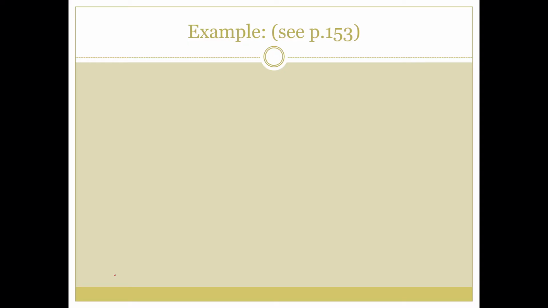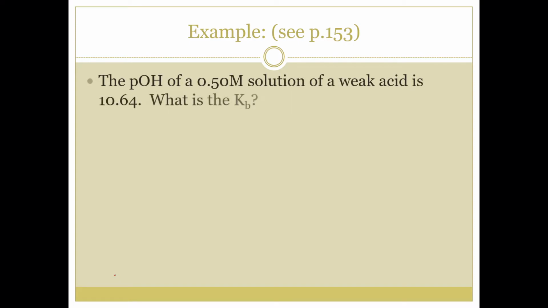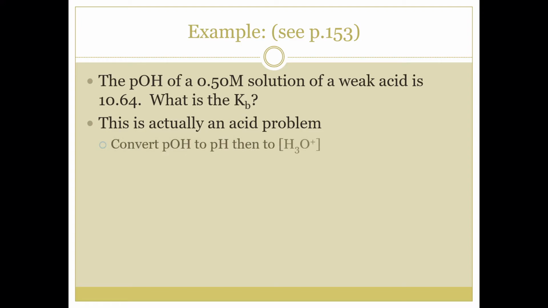So the next example is on page 153, and it reads as follows. We're given the pOH of a half molar solution of a weak acid, and we're asked to find the Kb. So this one's really asking what's the Kb of the conjugate acid. Even though this is in the Kb calculation, this is actually a cleverly disguised acid problem. So we can convert the pOH to pH. Then from the pH, we can get the concentration of hydronium. From the concentration of hydronium, we can then solve for Ka and finally Kb.